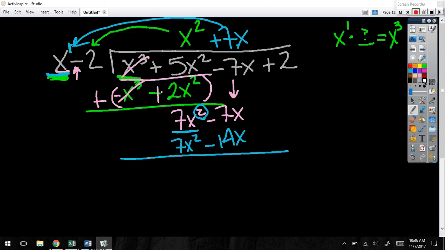Okay. Same, change, change, change. Yeah, still not gonna be able to do this by myself. Negative 7x plus 14x is 7x. Bring down the 2 plus 2.